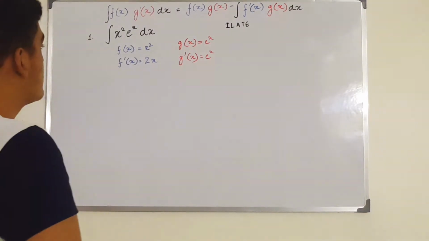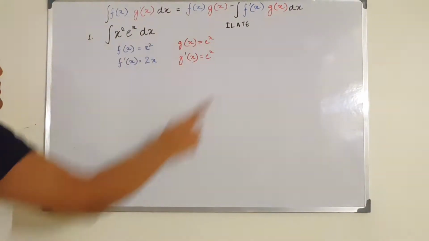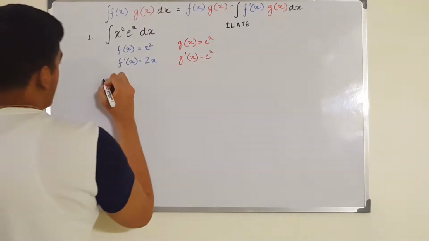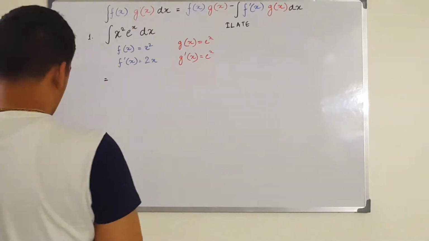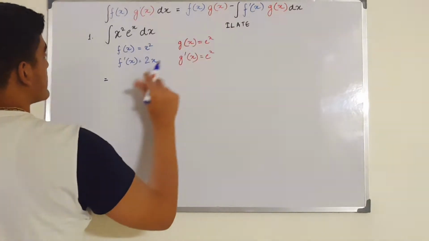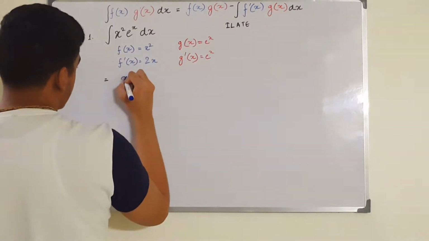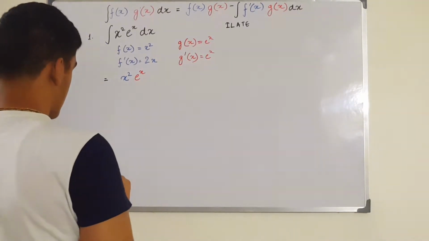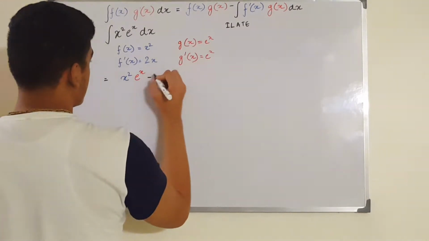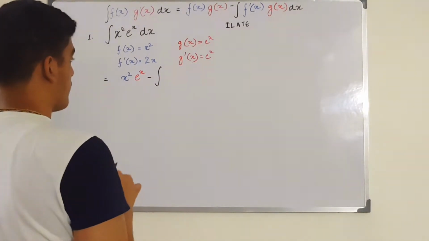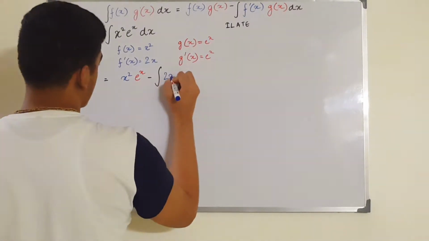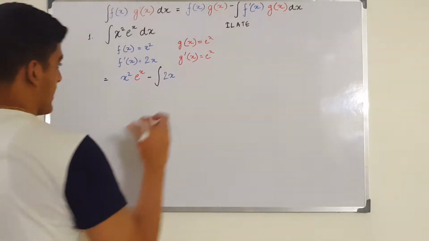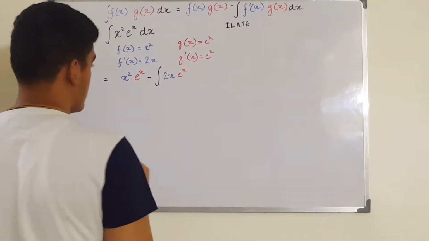So now I just replace these terms in the formula like I did previously, and here is what I'm going to get: f of x into g of x, so x squared e to the power x minus the integration of 2x multiplied with e to the power x dx.